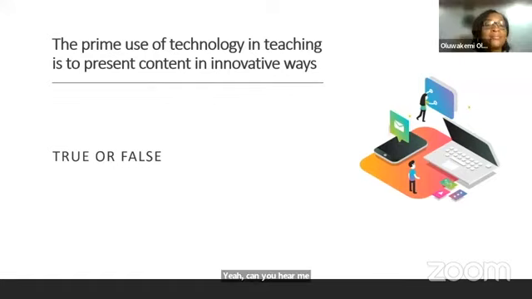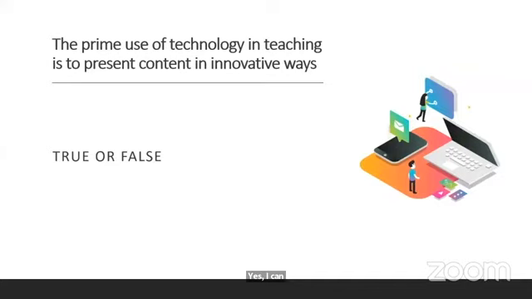Yes, I can. Okay. When we say the prime use of technology, it's like the fundamental use. That is the basic reason why we use technology in teaching. And saying that it is to present content in an innovative way, I don't think it's actually true. Because for me, the prime reason is, first of all, to captivate the learners. You see, like presenting them with something they are used to in their environment. So it brings them, first of all, to a learning platform. And then from then, we can now present content. So for me, the prime use is to get the learners captivated and ready to learn.